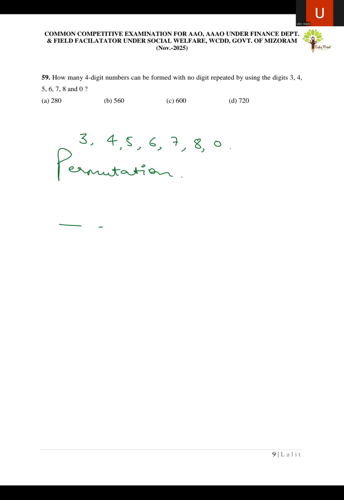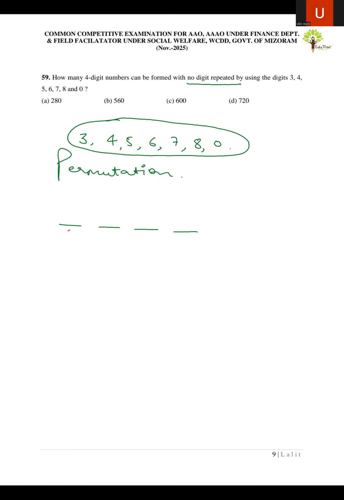We have to create a 4-digit number so that no digit is repeated, and we have to use these 7 numbers. All right. We have to use these 7 numbers. Now, what we have to do is we have to see the possibility in this. How many possibilities are there?